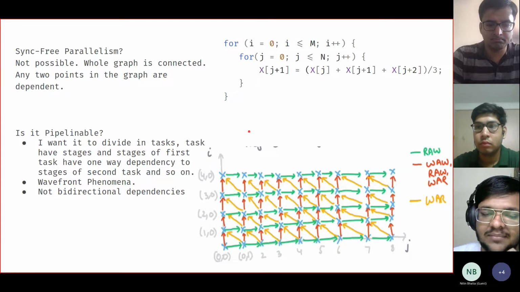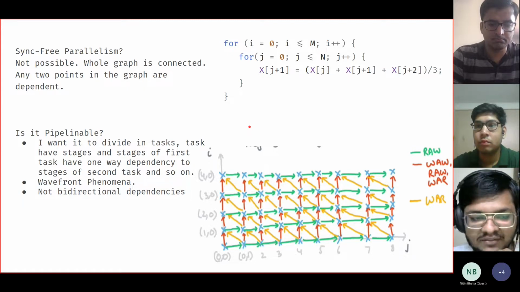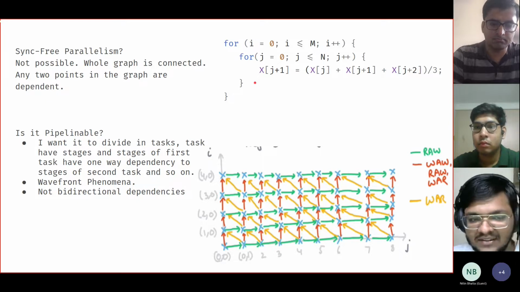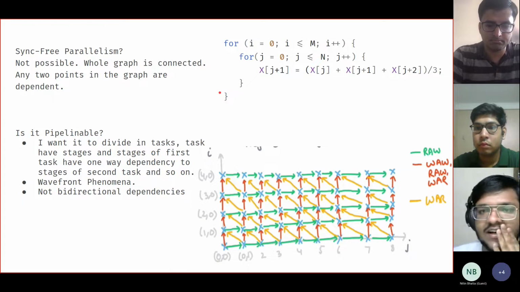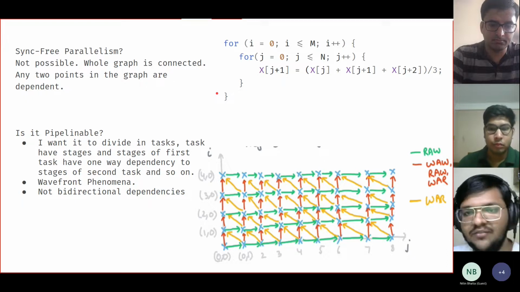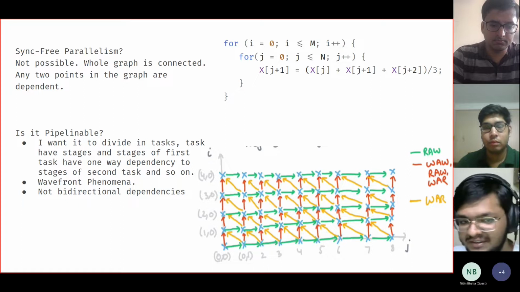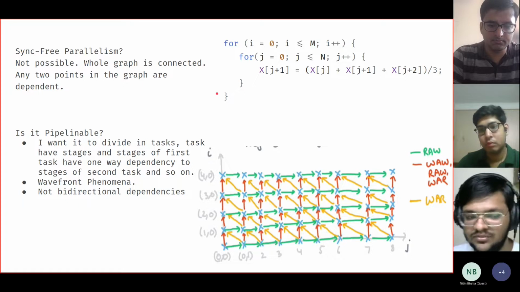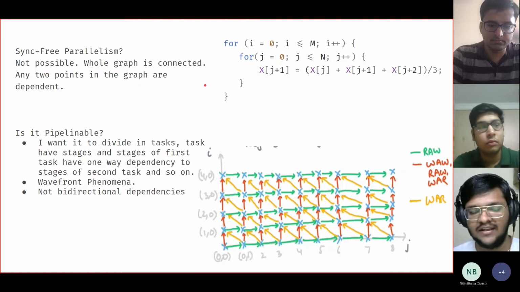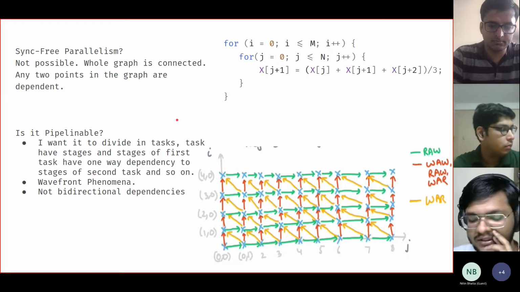So let's talk about pipelining. In pipelining, as we have seen before, we want to divide the work into tasks, where each task has stages, and each stage of the first task has a one-way dependency to the second task, and so on. We want only one-way dependencies. We don't want any bidirectional dependency because it would lose its purpose. We want one-way dependency so that we can get a wavefront phenomenon and do the pipelining.